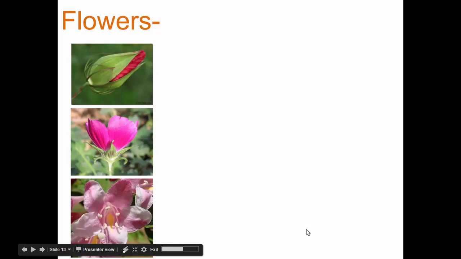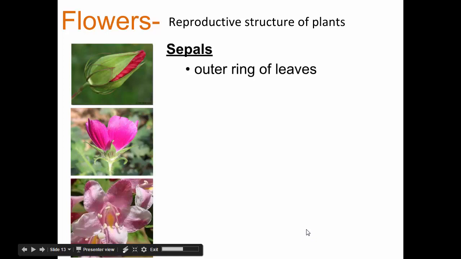So again, flowers are the reproductive structures of a plant. And they come in all sorts of configurations. Again, you have the sepals, which are the outer ring of leaves. They help protect the plant. The flowers don't immediately start to open up. They often start closed up, protected by the sepals. And then once the timing is correct, that flower starts to open up. The sepals start to open up, then the petals.